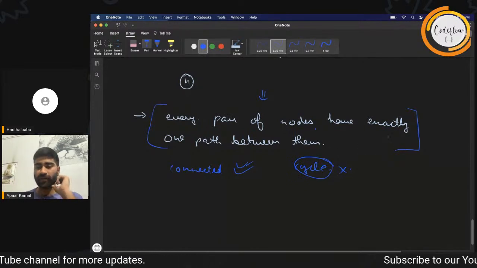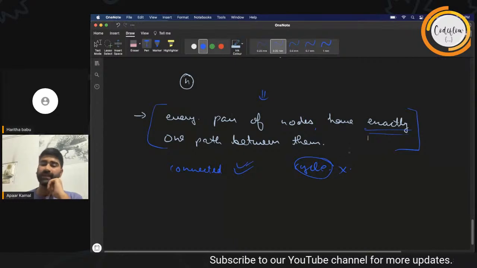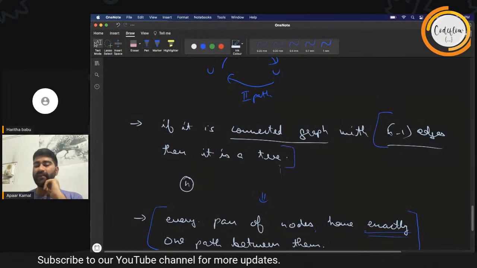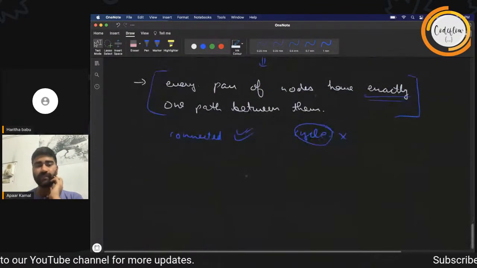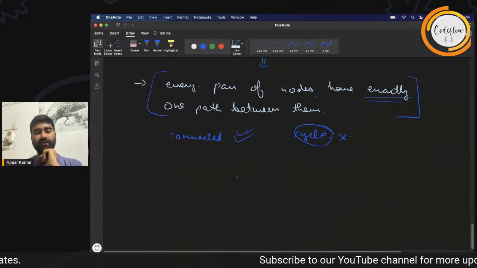Cool, guys. I hope this part is very clear why exactly one is written. That means it has no cycles. And of course, this is another definition of trees, that it can have n minus 1 edges, right? So that was about definitions of trees.